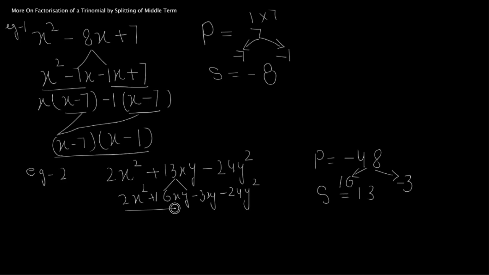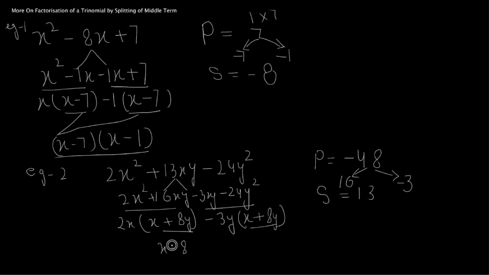Now grouping the first two and the last two, let's take 2x common. We are left with x plus 8y, and from here let's take minus 3y common. Again we are left with x plus 8y. Now let's take x plus 8y out, and we are left with 2x minus 3y. Now these are the two factors of the trinomial 2x square plus 13xy minus 24y squared.